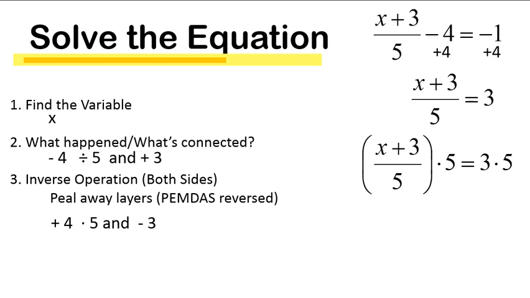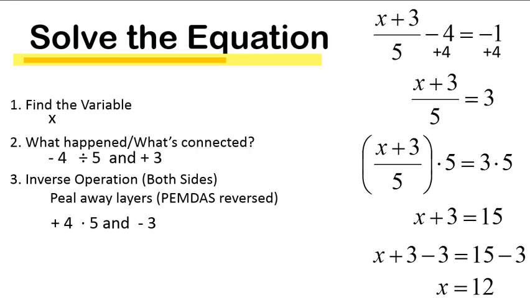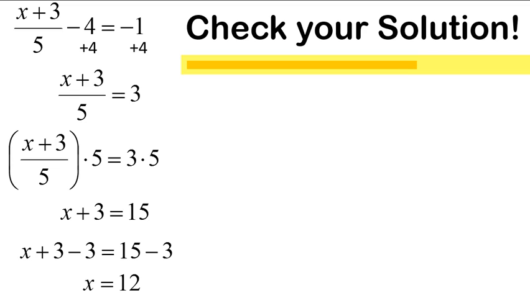So I have to multiply everything on the left side of the equation times 5 and everything on the right side of the equation times 5. Fortunately, this fraction, or any fraction, when you multiply times the same number as what's in the denominator, they cancel each other out, leaving me with x plus 3 on the left and 15 on the right. Now it's just a one-step addition equation. I'm going to subtract 3 from both sides of this equation, leaving me with x on the left, and 15 minus 3 is 12.